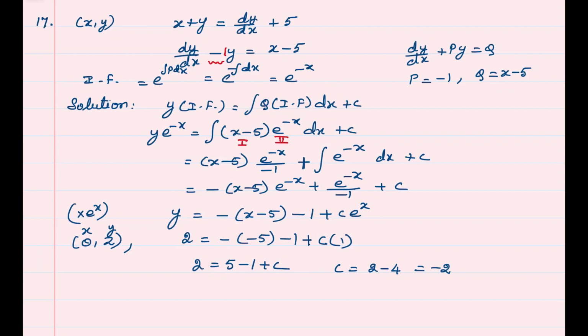We will write the particular solution. y is equal to minus (x minus 5) minus 1, and c is minus 2. Therefore, the solution is y is equal to 4 minus x minus 2 e to the power x.